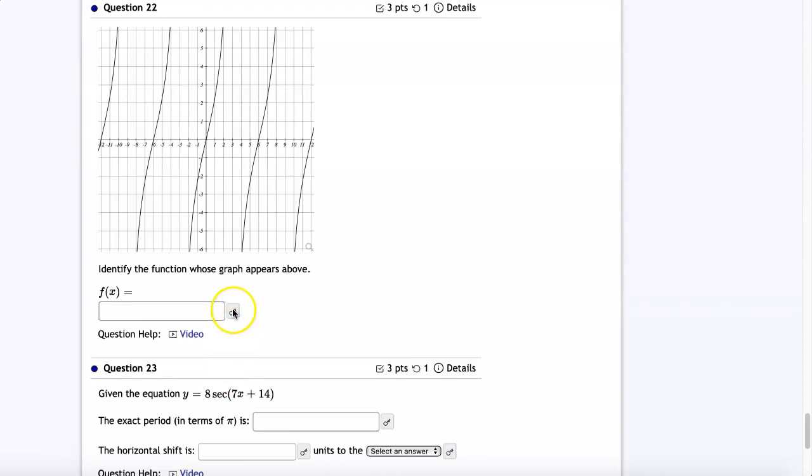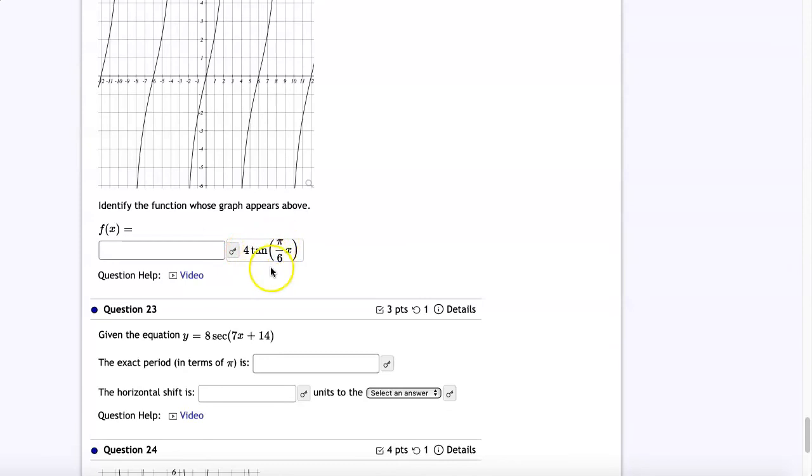Come on, graph. There we go. 4 tangent pi 6 x.